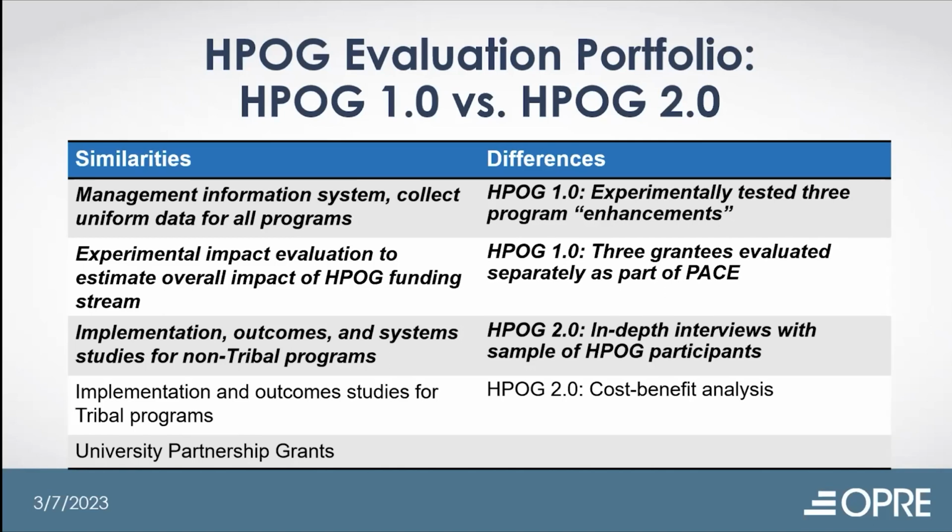Also in HPOG 1.0, I referenced this earlier, 3 of the grantees were evaluated separately as part of PACE, plus the 1 sub-grantee. And in HPOG 2.0, we conducted in-depth interviews with a sample of HPOG participants, and that is relevant because that data is archived. So some of you who are interested in secondary analysis with qualitative data will be able to do that.